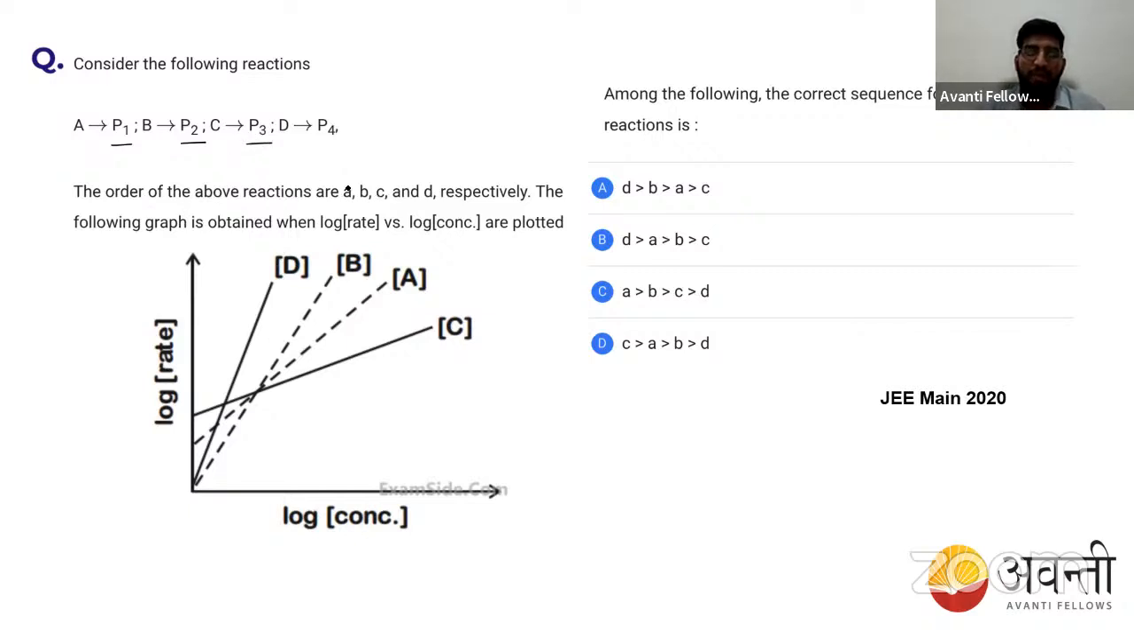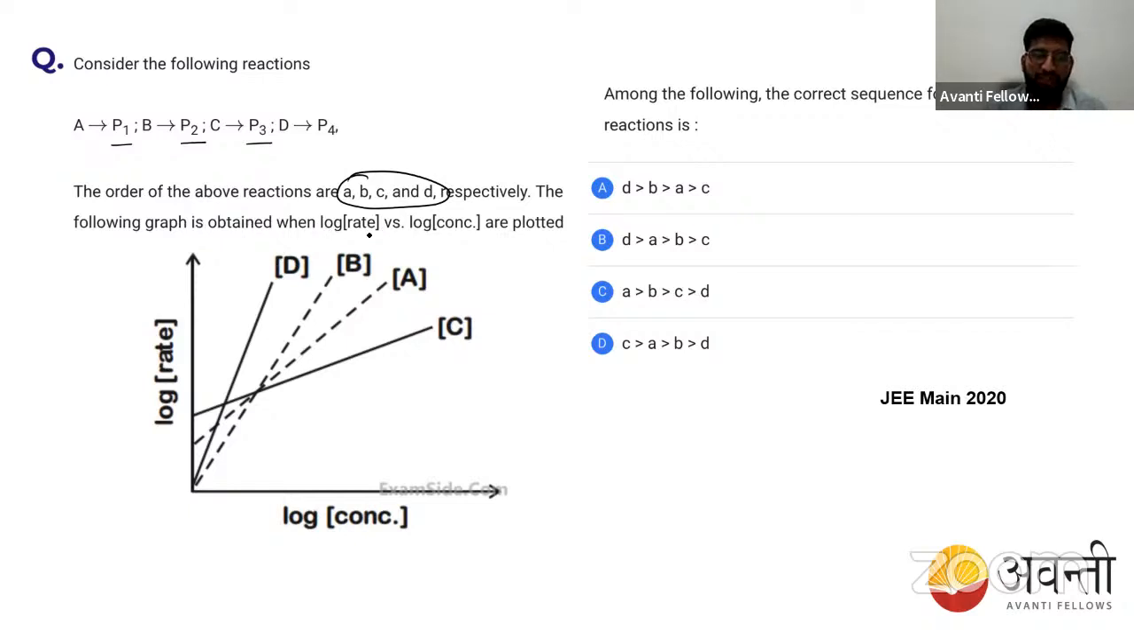The order of the above reactions are A, B, C, D. They have not given the numerical value, like first order or second order. They just say that the order of the reactions are A, B, C, D respectively. So for the first reaction, order is A. For second, B. For third, C. And for fourth, D. So these are the orders of the reactions.